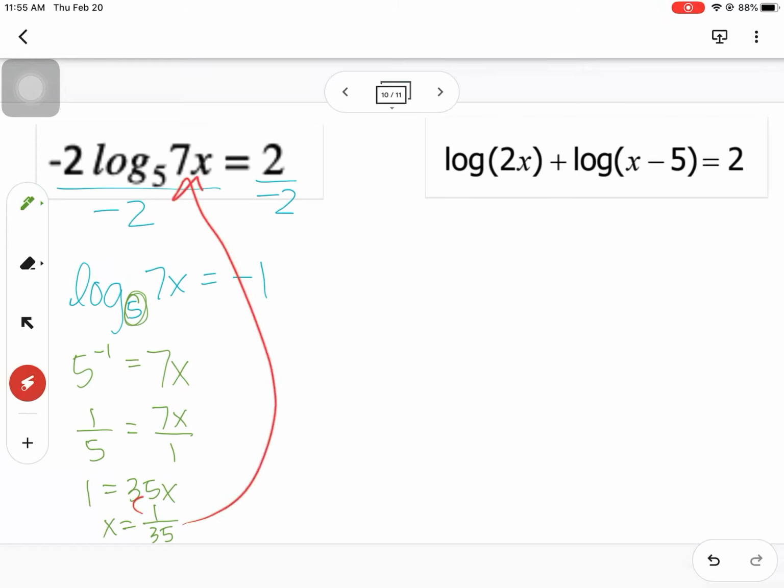Again, I'm going to check this up in my problem. If I do 7 times 1/35, that's going to be positive no matter what happens, and so my answer is correct.